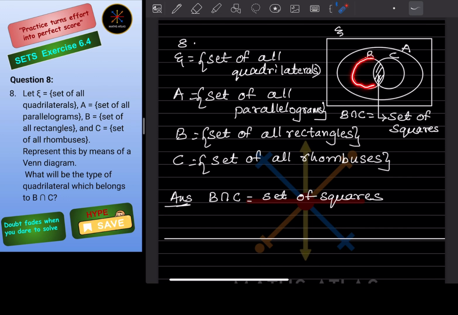So this B and C, this is the intersection of it, and this whole region is the set of all parallelograms. So rectangles and rhombuses are also included in it. This we will put outside, so that will be A, and this is the universal set. Now B intersection C: in the set of all rectangles and the set of all rhombuses, we can see the set of squares. So we can say B intersection C is the set of squares.